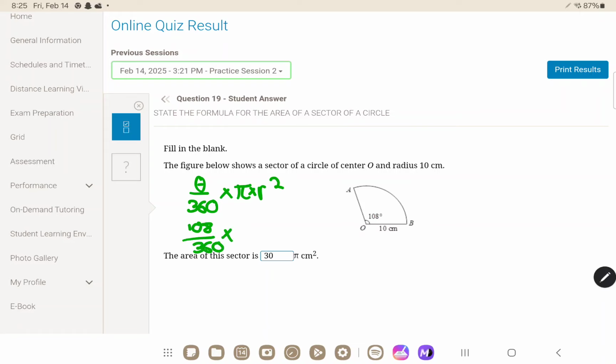Move your calculator back to degrees if you didn't from the last question, because I know a lot of people got so many mistakes in their exams just because they kept their calculator in radians. So 108 over 360 times pi times 10 squared. Put that in your calculator, you're going to get 30 pi. And that's your final answer. That's it for this quiz.